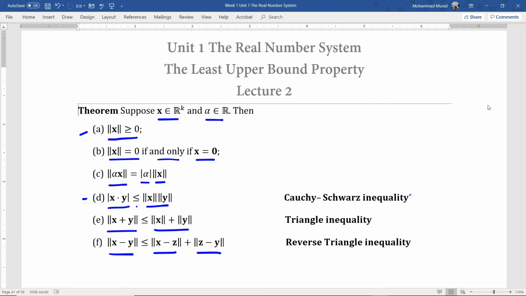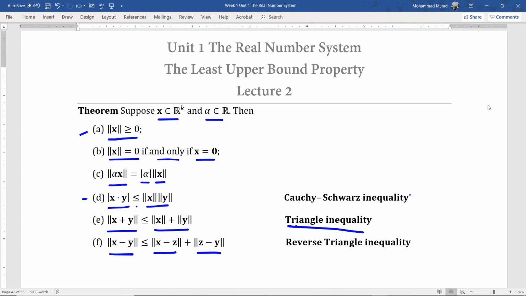This is a useful inequality encountered in many different settings, such as linear algebra, analysis, probability theory, vector algebra, functional analysis, and other areas of mathematics. It is considered to be one of the most important inequalities in all of mathematics. The inequality in statement E is known as the triangle inequality.